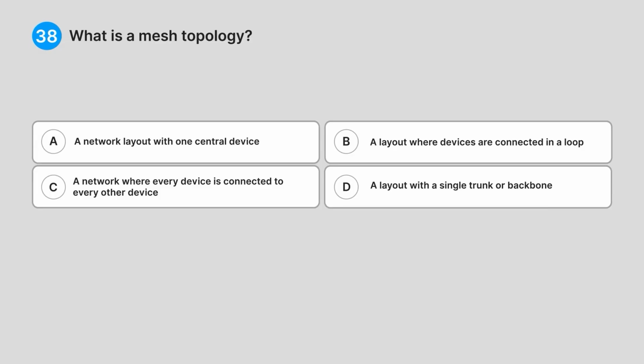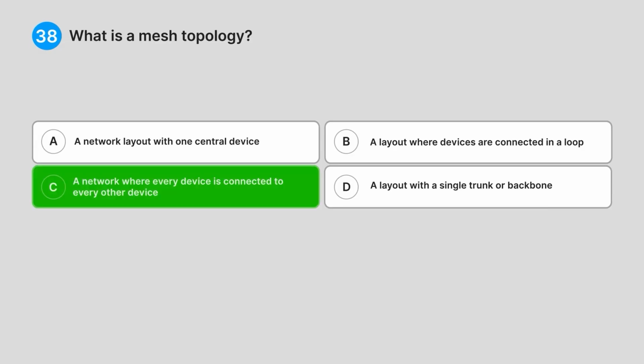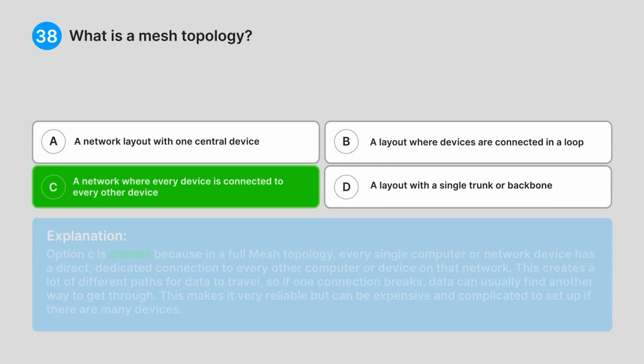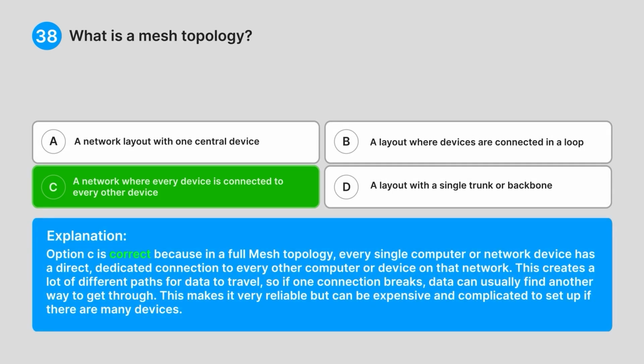Correct answer, C. A network where every device is connected to every other device. Explanation. Option C is correct because in a full mesh topology, every single computer or network device has a direct, dedicated connection to every other computer or device on that network.